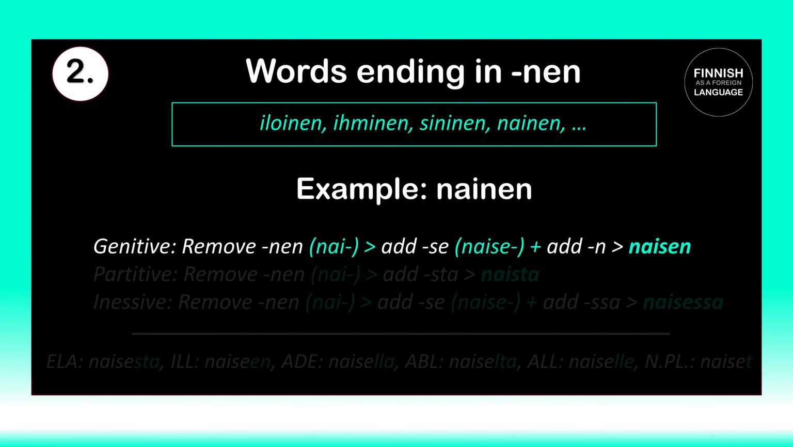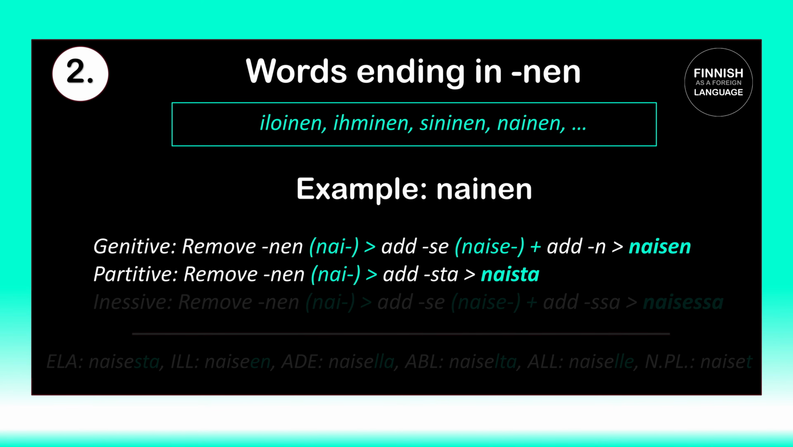We want to form the genitive case. In our first step, we have to remove the nen ending from the word nainen. So that means nainen becomes nai. Then we add se to it. So that means nai plus se becomes naise. And then in our final step, we add the genitive marker n to it. So that means naise plus n becomes naisen. It means of the woman and it's the genitive of the word nainen.